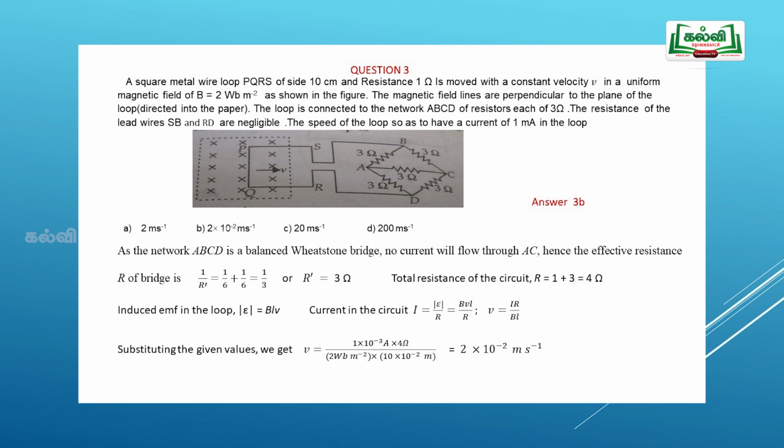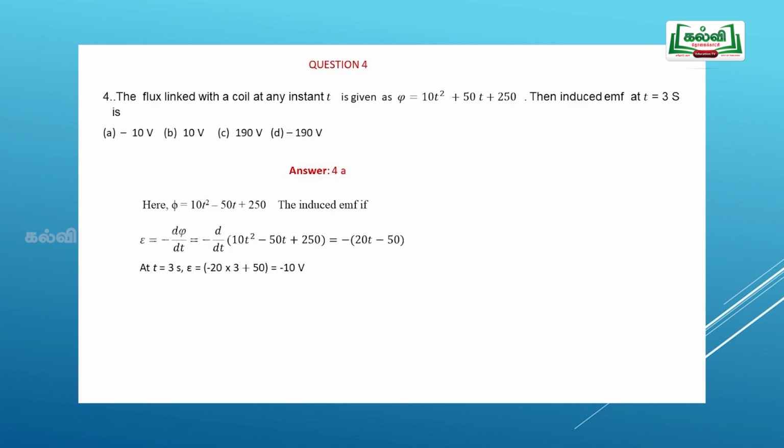Going on to the next. This is a very easy problem. See, flux is directly given as a function of time. Here you need not find out whether it is B or theta or A which is varying. Directly it is given as a function of time. If you are strong in maths, this is going to be nothing for you, right? What is induced EMF? d phi by dt, d by dt of this. Such problems are given in your textbook also.